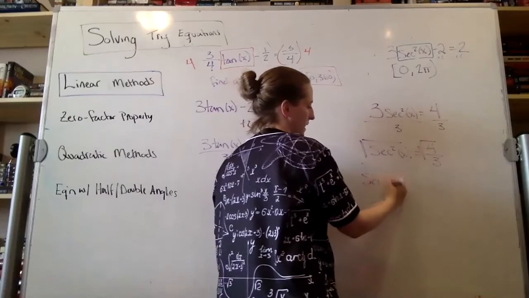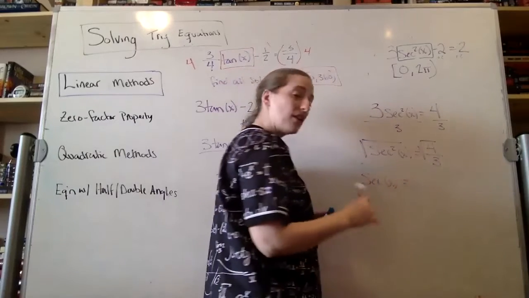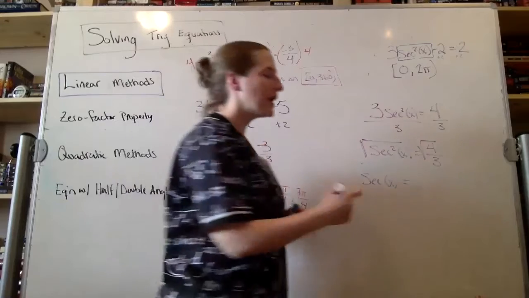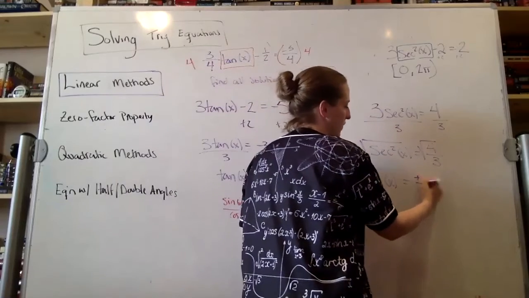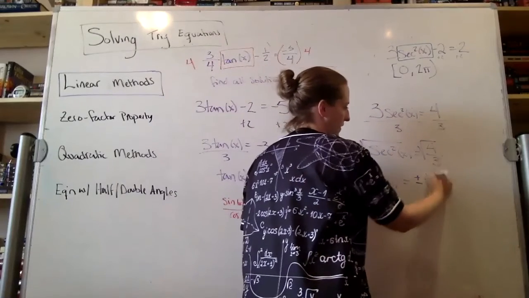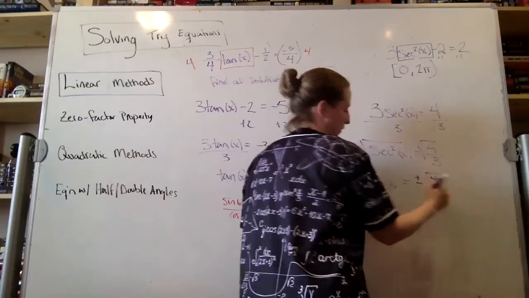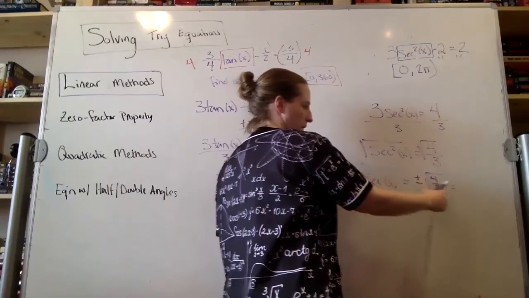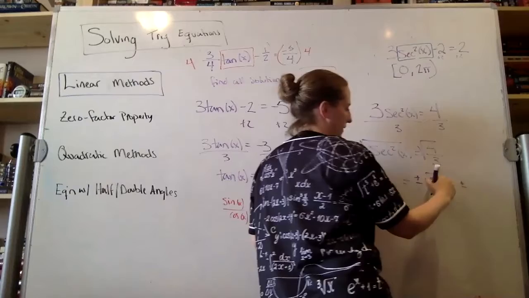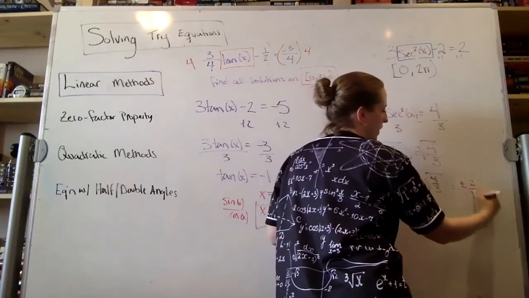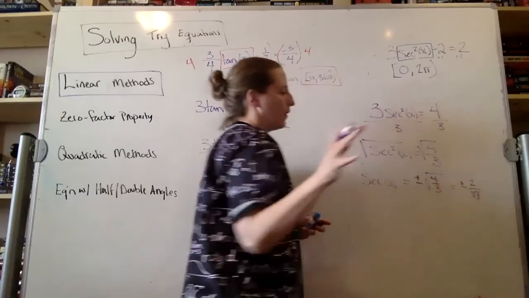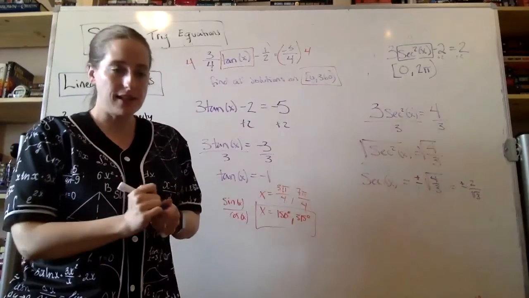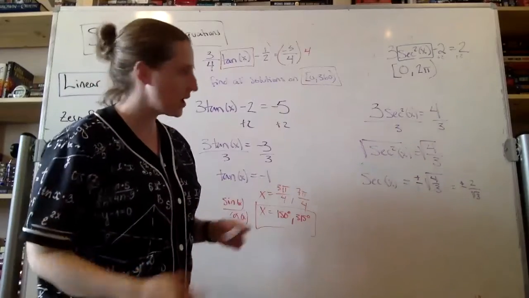That gives me secant of x equals, be careful here, when we take a square root, we get a positive and a negative. So secant is going to be equal to positive or negative the square root of 4 over 3. Square root, I can do square root of top, square root of the bottom. So this is going to be positive or negative square root of 4 is 2 over square root of 3. Now, technically I could rationalize that, but remember what we're trying to do.